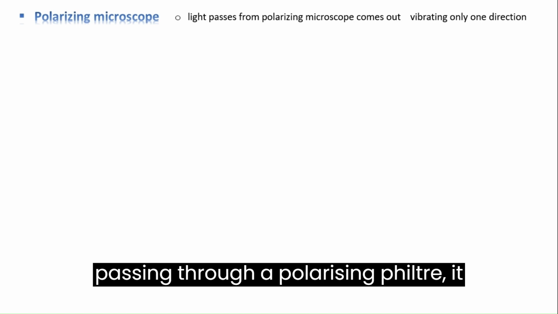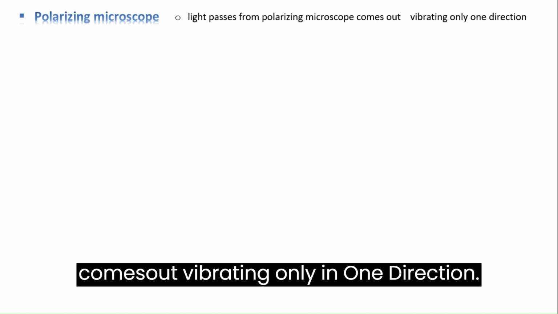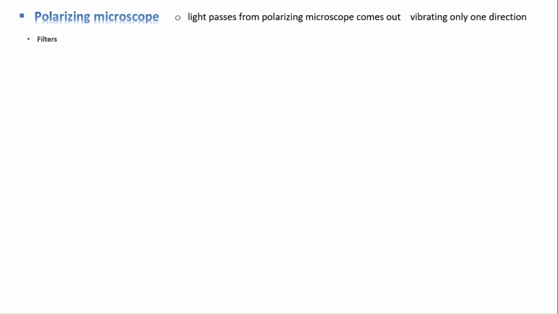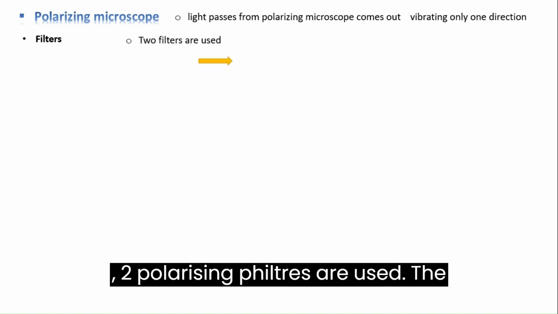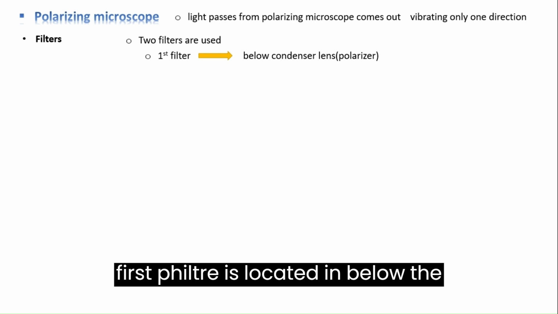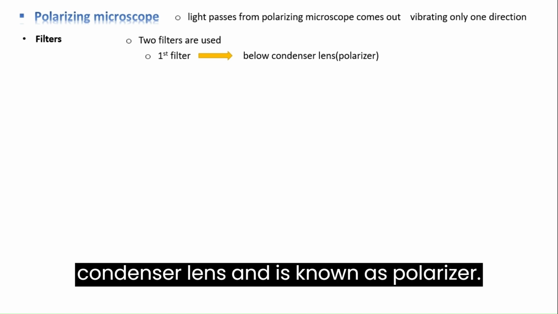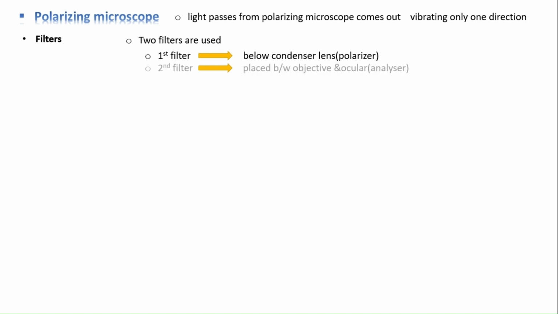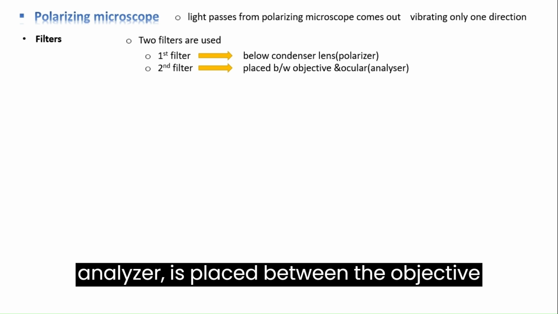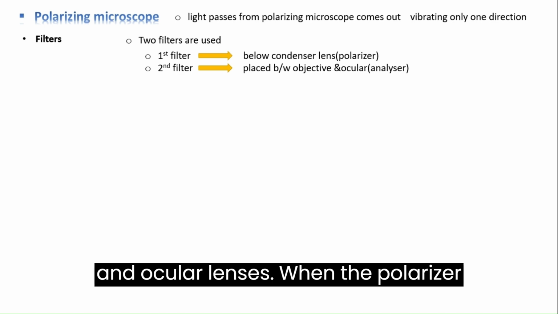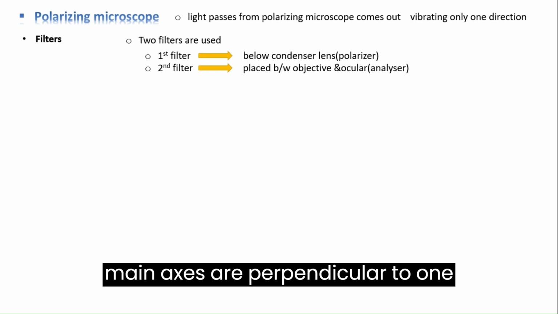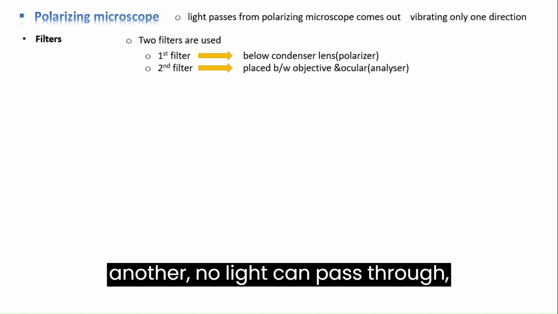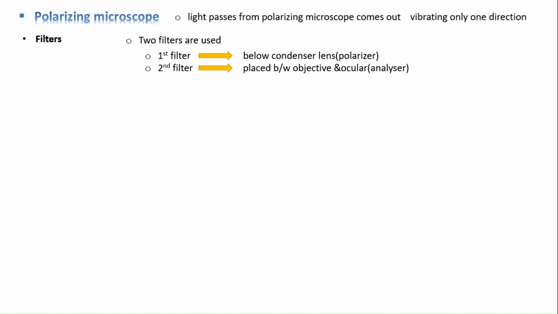Polarizing microscope. When light passes through a polarizing filter, it comes out vibrating only in one direction. In a polarizing microscope, two polarizing filters are used. The first filter is located below the condenser lens and is known as the polarizer. The second filter, known as the analyzer, is placed between the objective and ocular lenses. When the polarizer and analyzer are so disposed that their main axes are perpendicular to one another, no light can pass through, resulting in a dark field effect.